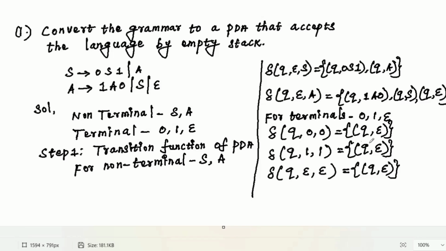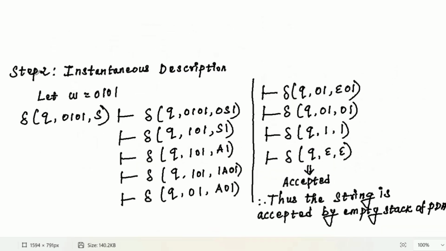The PDA accepts the language generated by the given CFG by empty stack. It means it processes the input completely and ends with an empty stack, indicating successful acceptance. Coming to the second step, the instantaneous description of a PDA processing the string w = 0101 and demonstrating that it is accepted by empty stack.